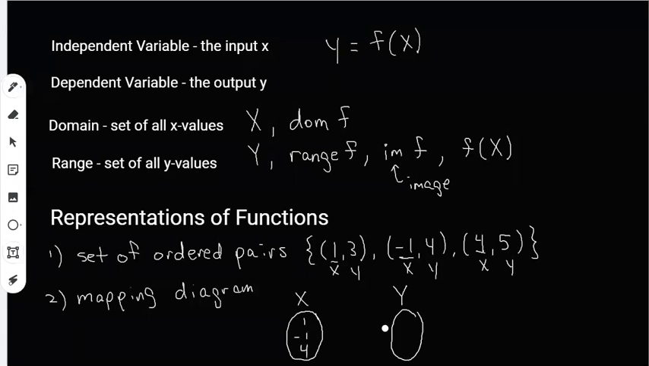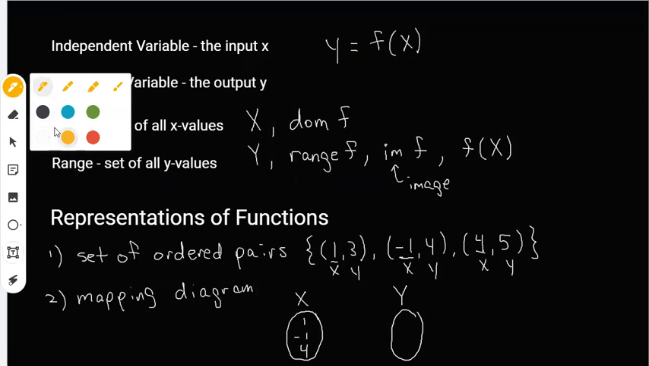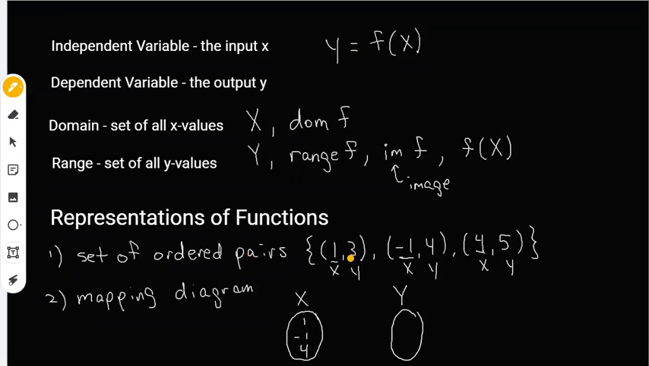Over here in this range set, y, I'm going to put all the y values. So what are the y values? I'll change to yellow for this. So the y values are going to be 3, 4, and 5. Those are all my y values. I'm going to put them all in there.